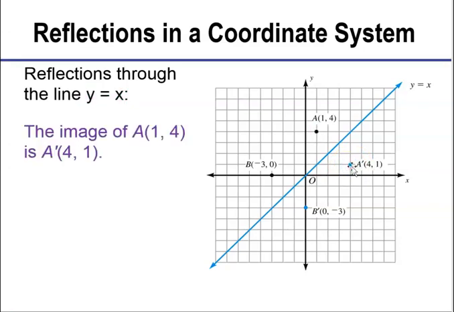Okay, and it says it right there. The image of A(1, 4) reflects through, and it's (4, 1). Well, what about the image (-3, 0)? When we reflect that through, it's going to end up being (0, -3).